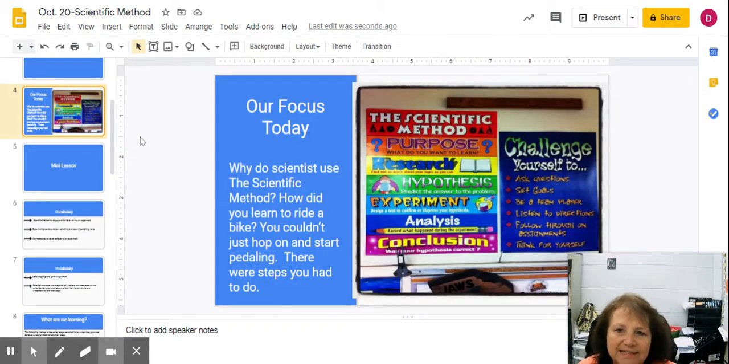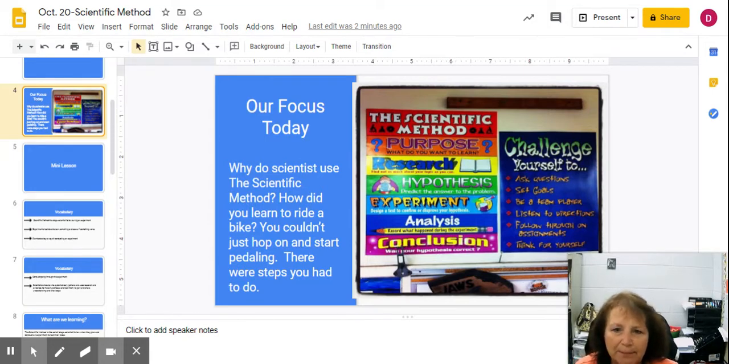Our focus today. Why do scientists use the scientific method? Well, you want your results to be valid, and as you go along and you're testing something, you want to know that the data that you get will be actual data representing what's happening.